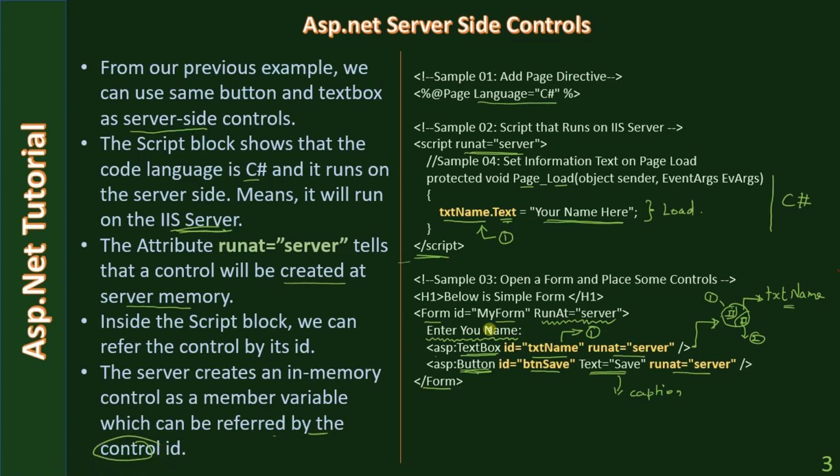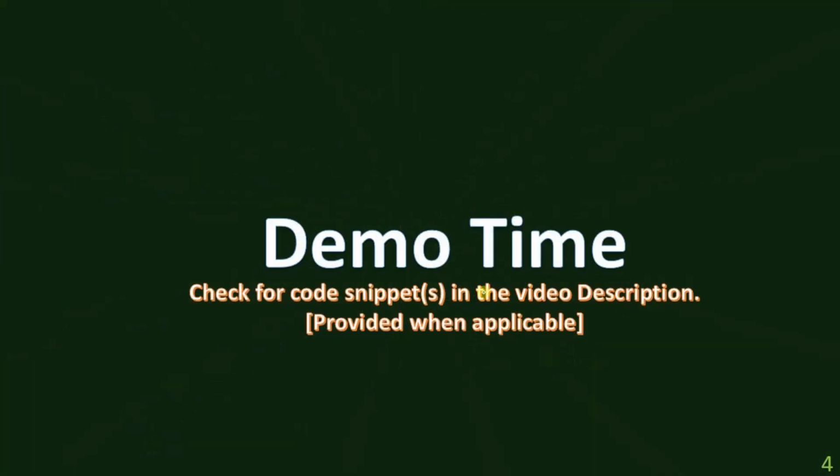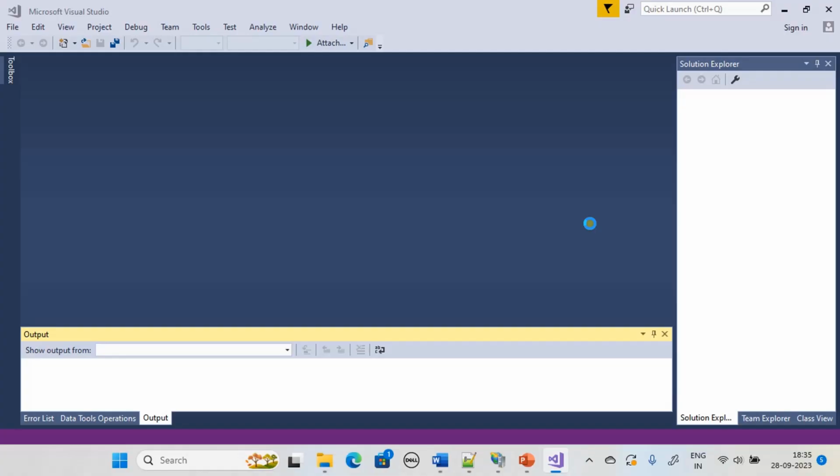Right, the control ID here is txtName, and if you see here, we are referring the text box as txtName. If you want to access the button, you can use btnSave here, and you can change the caption, or you can change the color. Whatever property you want to access, you can access it by using btnSave dot. Then it will display the property and methods. Alright, now let's go to the demo and work on server side controls.